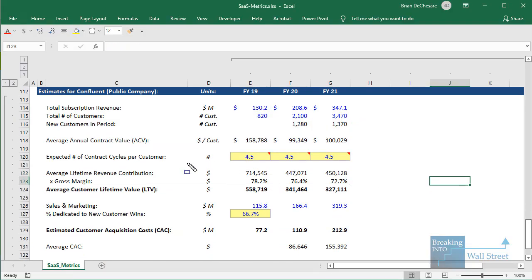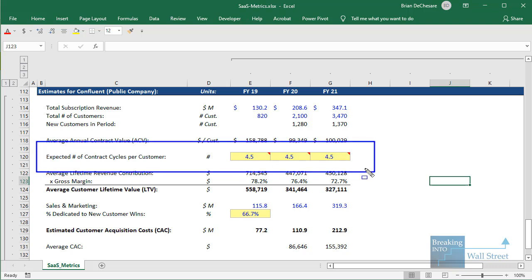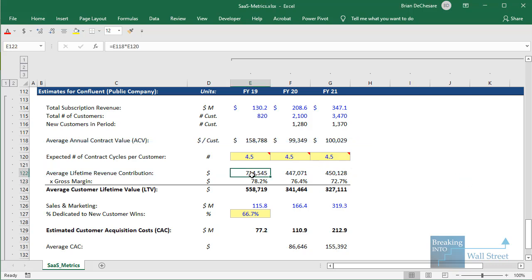So one approach here is to say that on average for enterprise-focused software companies, companies that sell to other large businesses, the average customer stays for about 4 or 5 years if you have 1-year contracts. So I've used 4.5 here. And by taking the annual subscription revenue and dividing by the number of customers, we can get to an average annual contract value. By taking this 4.5 number and multiplying, we can get to the average lifetime revenue contribution from each customer. And then we can just multiply by the gross margin to get to the average customer lifetime value. So this is how you could approximate it for a large public company like this one.